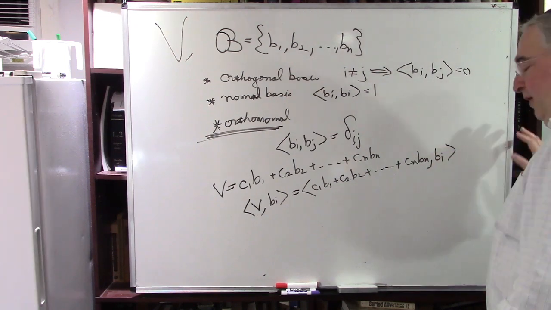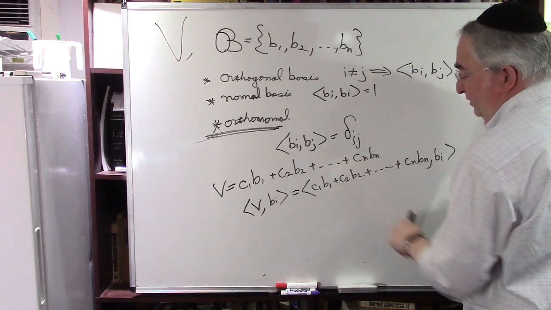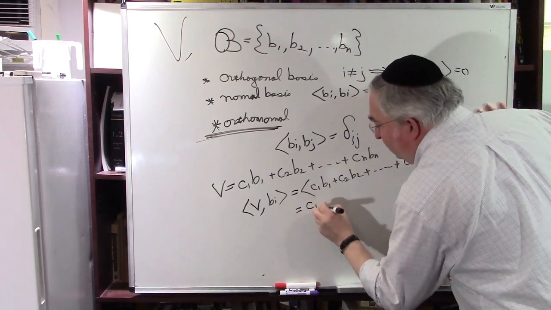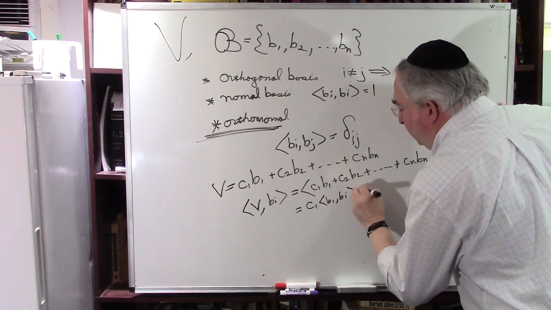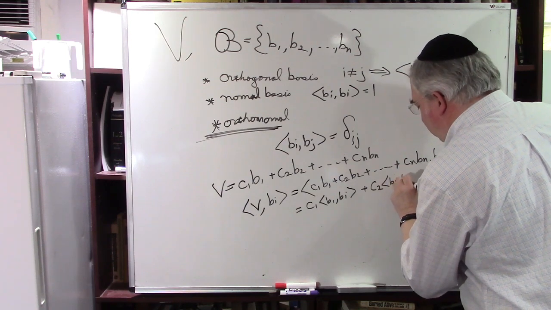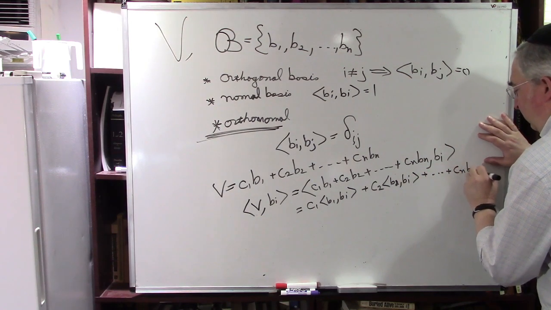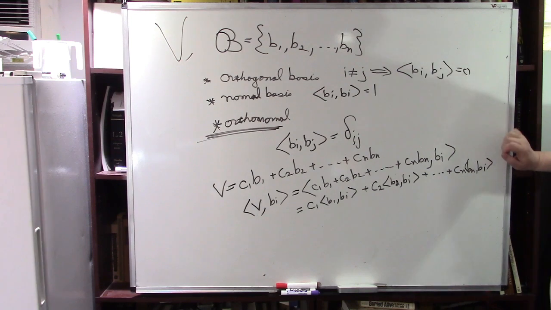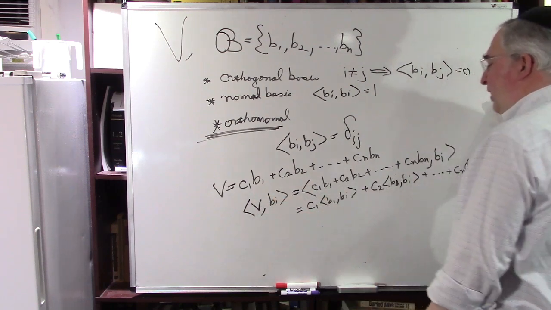Now we have linearity. There are lots of pluses there, and lots of multiplying like this. So this is going to turn out to be, and again, I do all the steps in the book, C1 times the inner product of B1 and bi, plus C2 times the inner product of B2 and bi, plus ... plus Cn times the inner product of Bn and bi. Very nice. So when you measure a vector with this bi, you're going to get this thing.